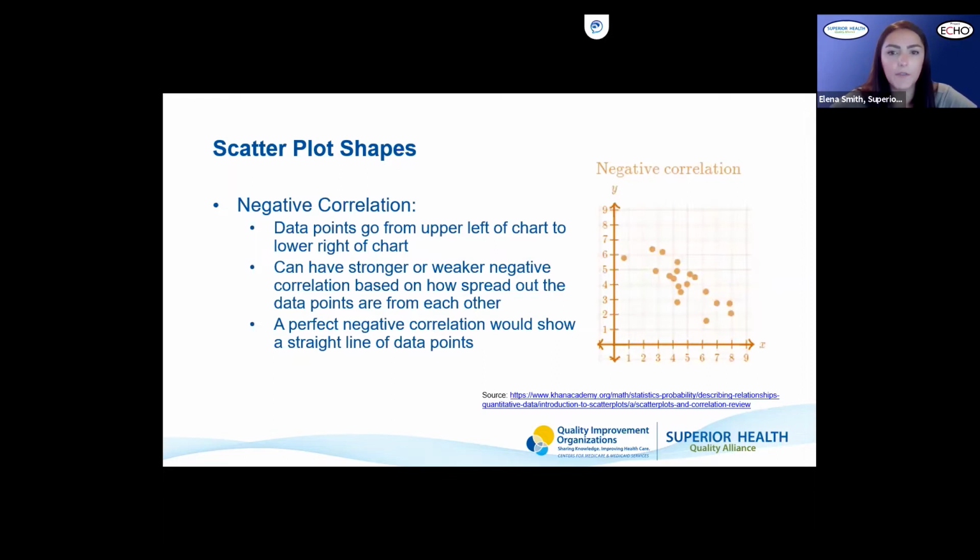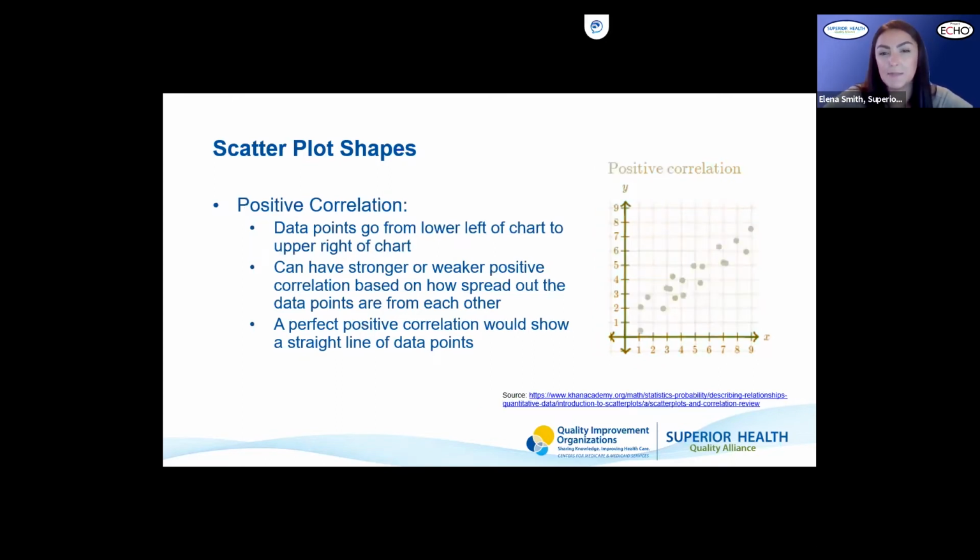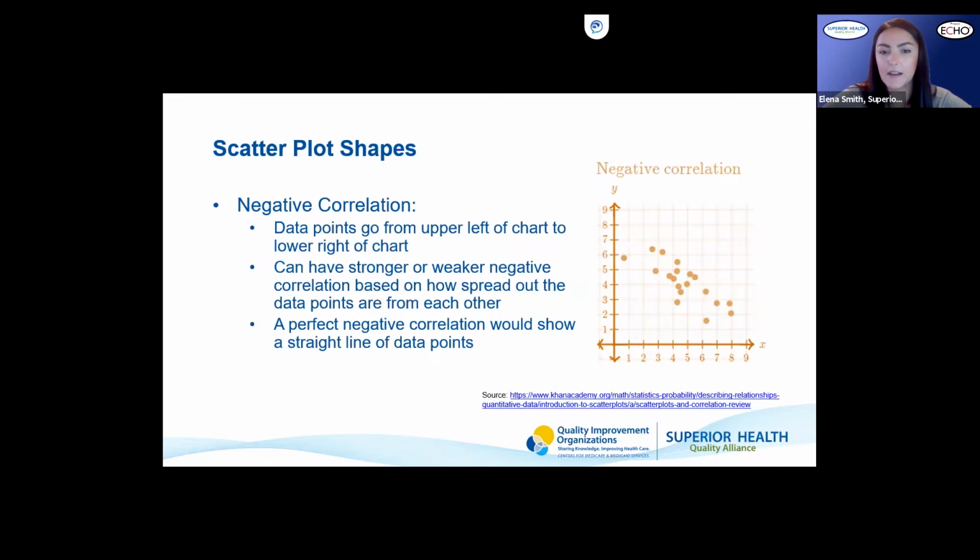The next is negative correlation. And again, negative correlation does not signify good or bad. It just means that as one of the variables, for example the y-axis, starts to decrease, there's a correlation that shows the other increases. So for this one, you have data points that go from the upper left of the chart to the lower right of the chart. You can have stronger or weaker negative correlation, again based on how spread out the data points are from each other. And a perfect negative correlation would show a straight line of data points. So this one is probably not as strong as that positive correlation, but there are some pretty tight data points in there.